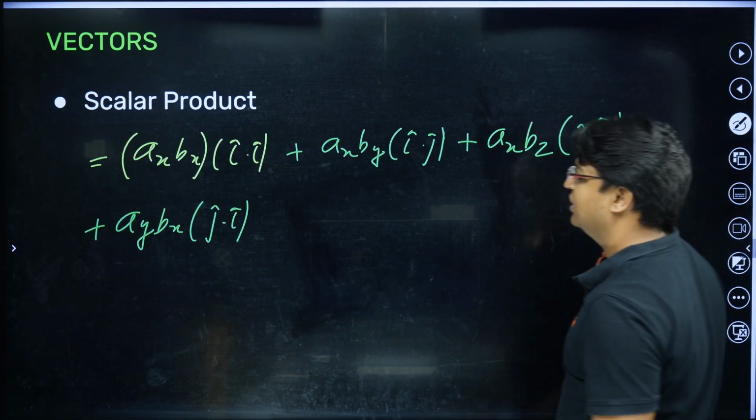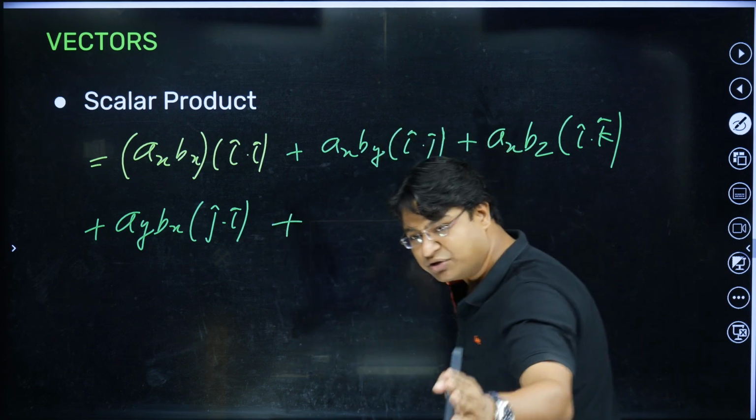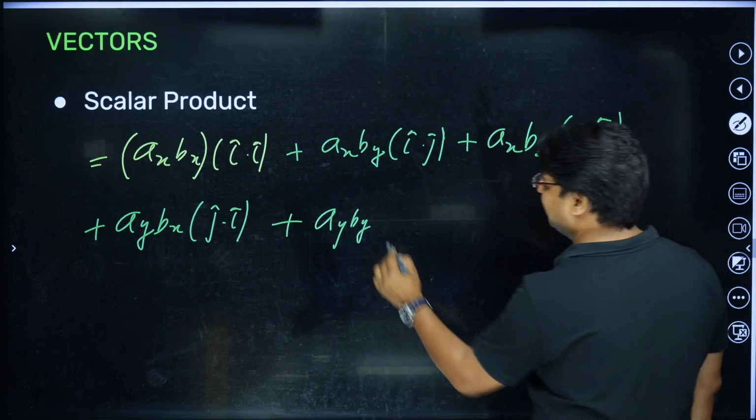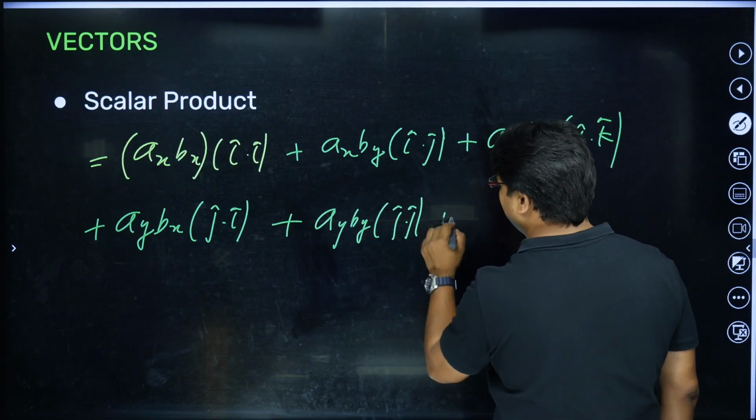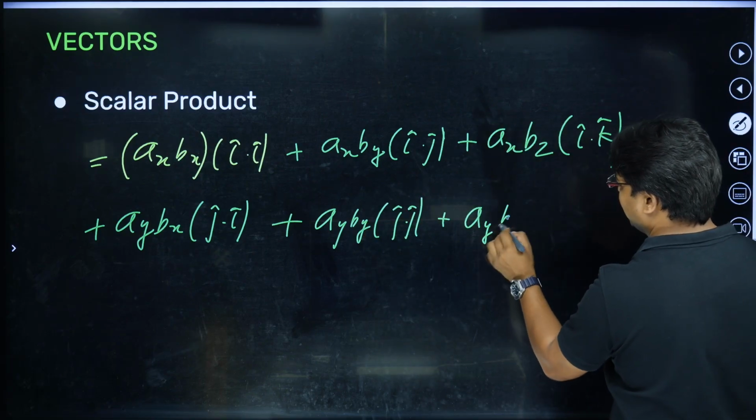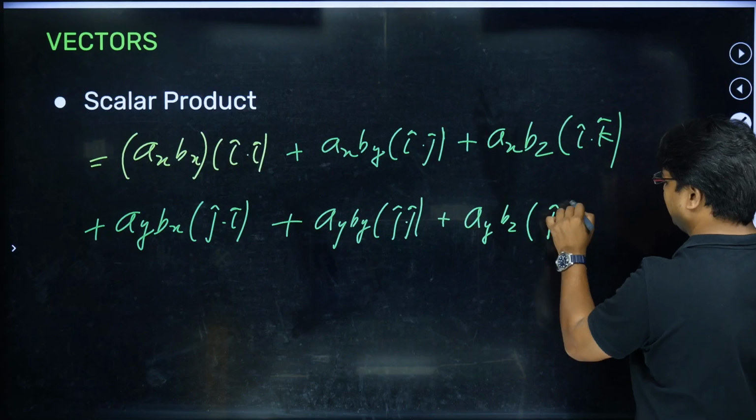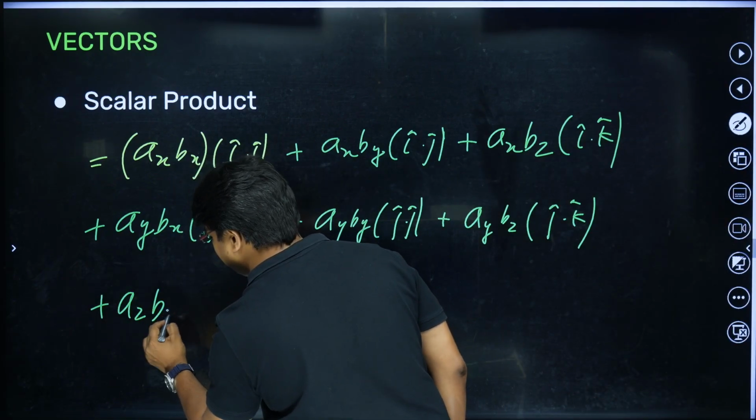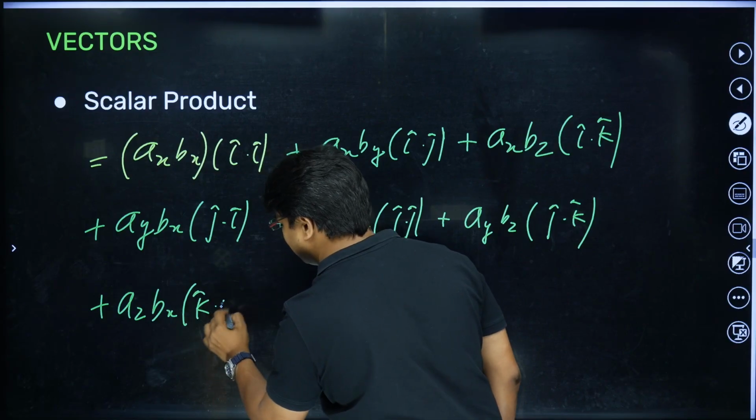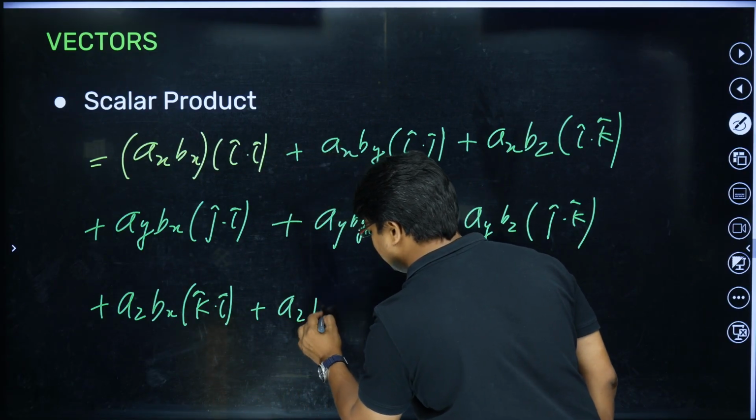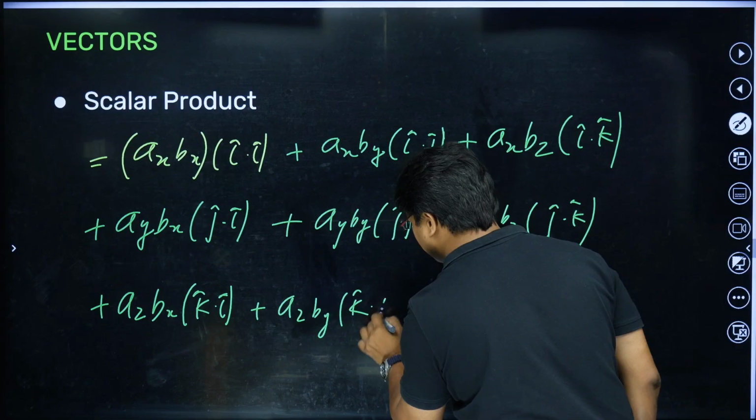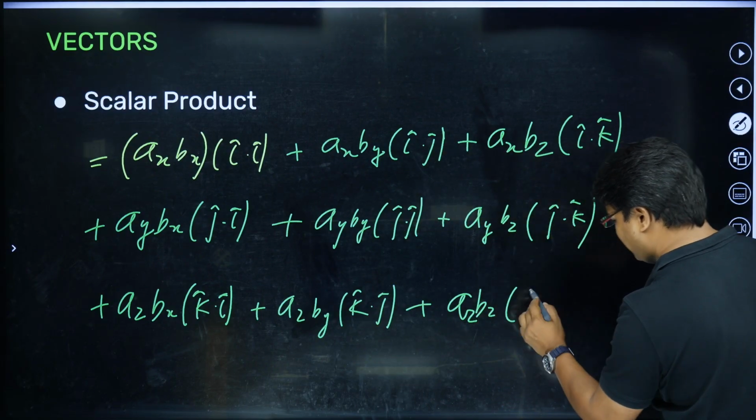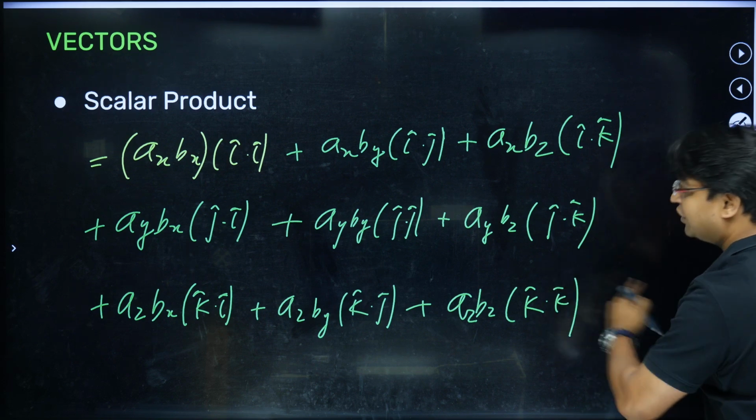Next term would be, I want you to expand this on your own, guys. Don't do what I am doing. Do it on your own and then match whether you are getting the same result or not. I am now doing it quickly. So this would be J dot K. And then finally we will have AZ BX K dot I, and then AZ BY K dot J, and then AZ BZ K dot K.